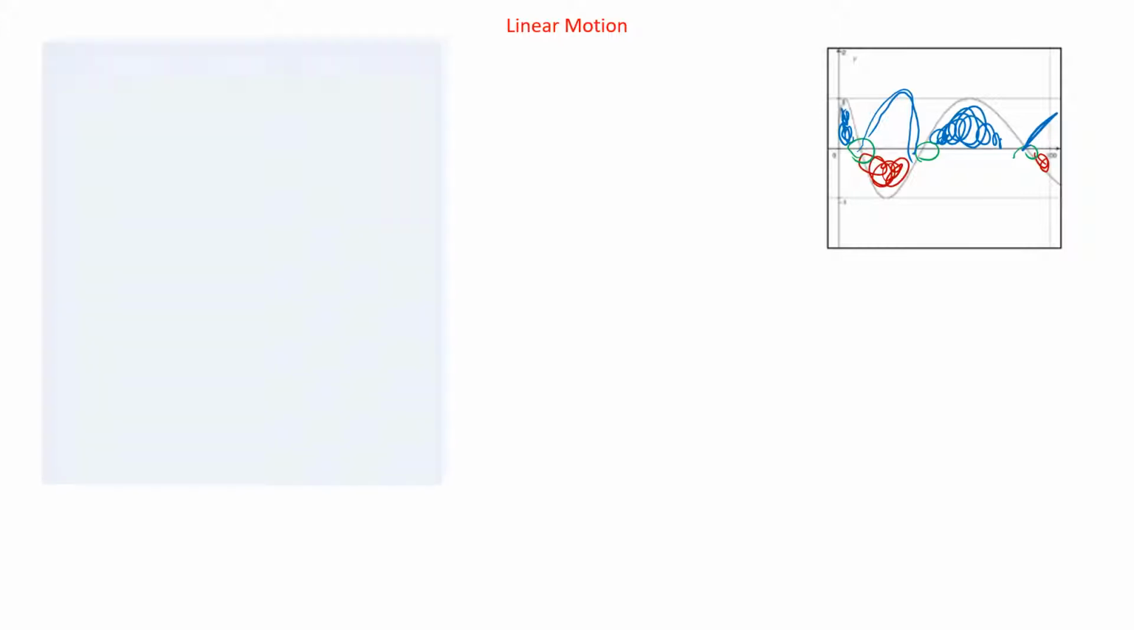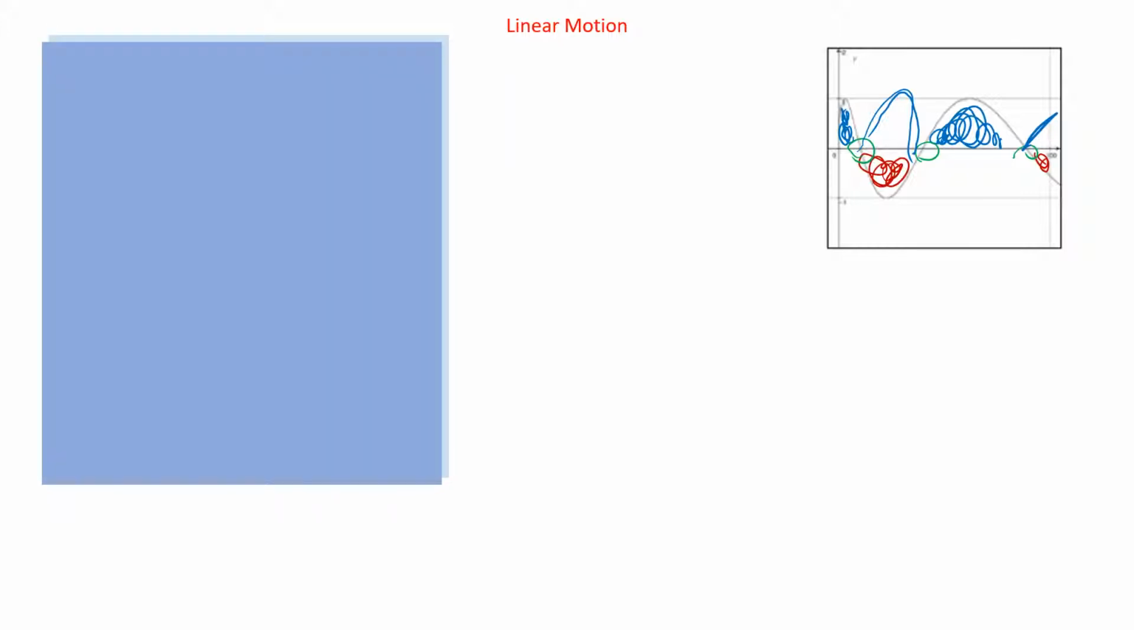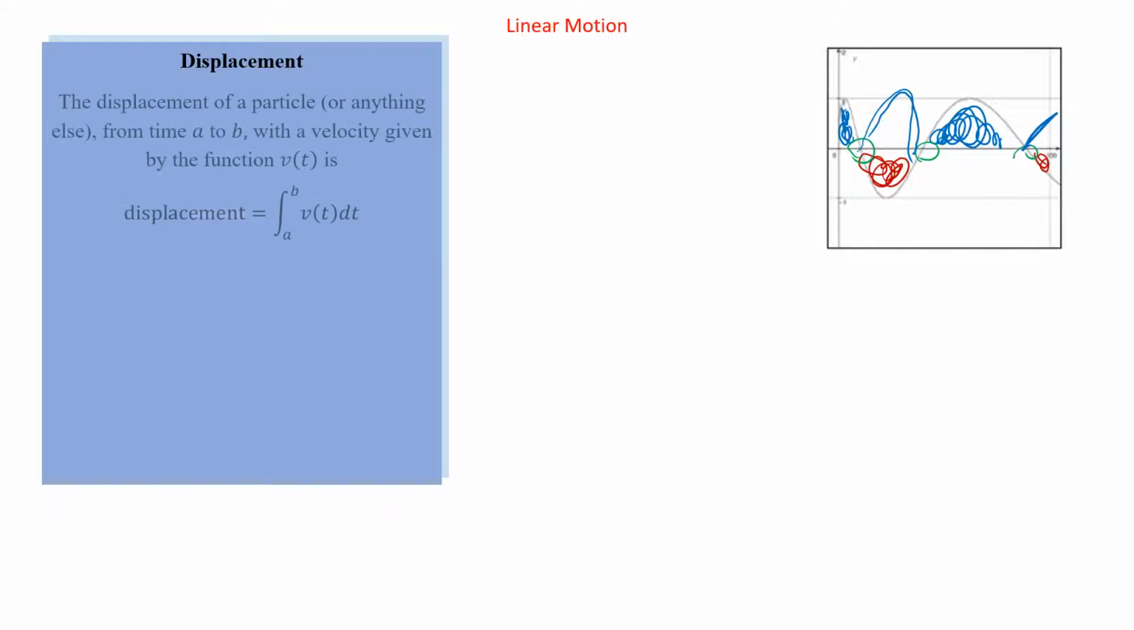So, linear motion, we have the displacement. That's just how far is the change from beginning to end. And that's just the antiderivative from a to b of the velocity. And again, that might be you go all the way to the south on the island, then come back and you park in the parking spot next to you. Your displacement is like 3 feet.